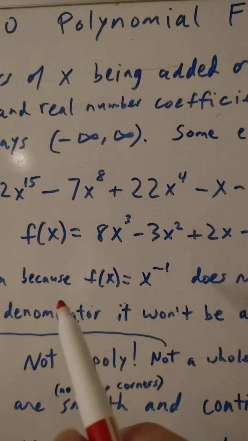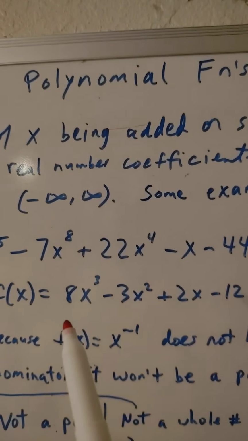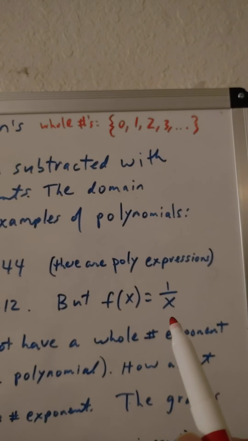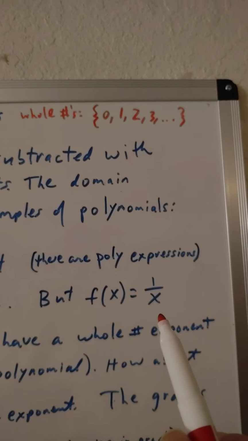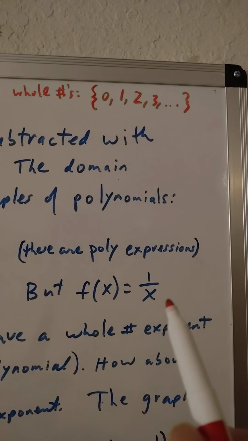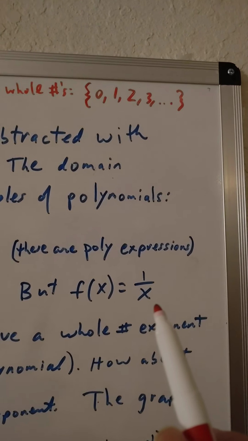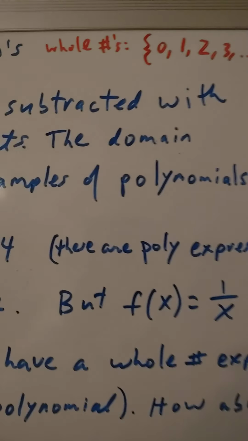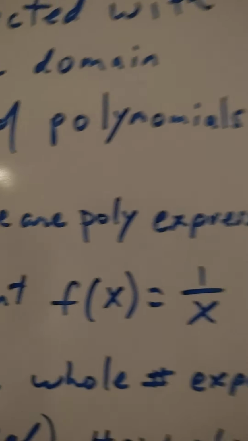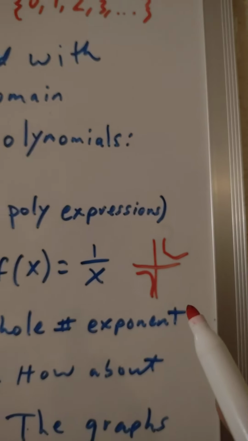So we said this is a polynomial function. But what about this one? That looks like one of our library of functions, a rational function. The reciprocal function, we call this 1 over x. As we recall, what does the graph of that look like? Doesn't the graph of the function 1 over x look like that?